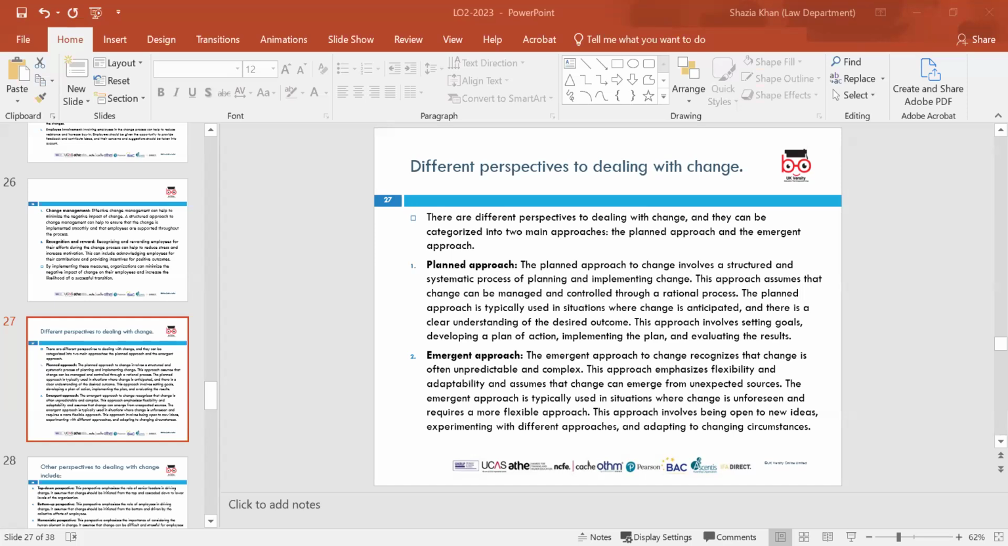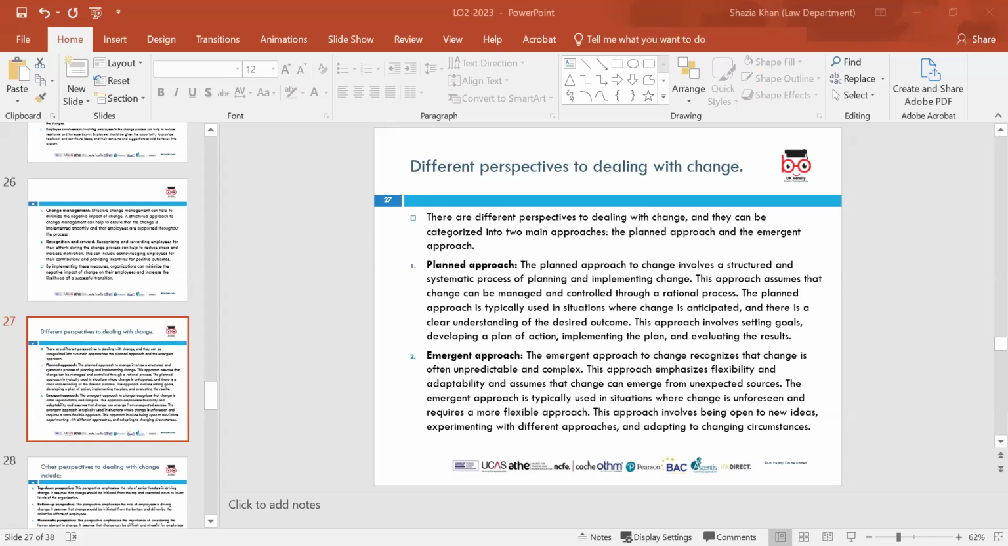Unlike changes that occur organically or reactively, planned change involves a systematic and structured approach to address specific issues or achieve particular objectives. This type of change is typically initiated with a clear understanding of change and a well thought out strategy. So this is planned. They know the process, they know what they want to do. This is planned over time, and this is where they assume the change can be managed and controlled through a process.